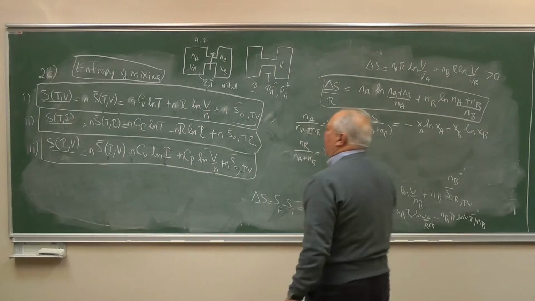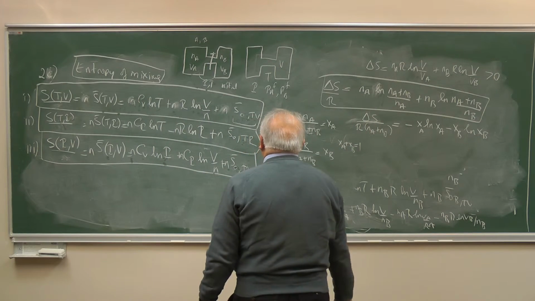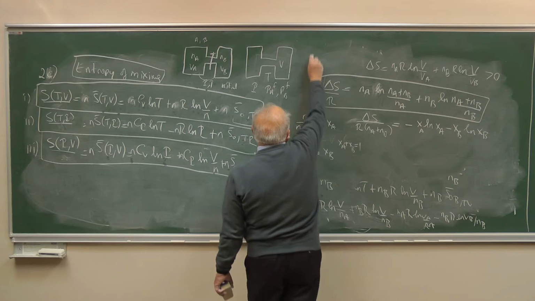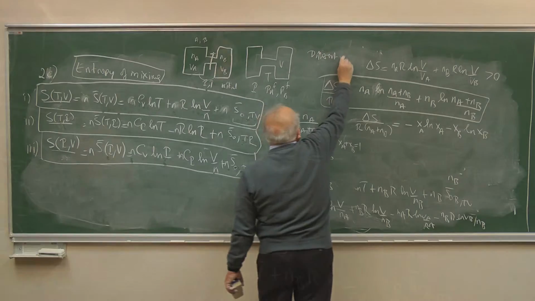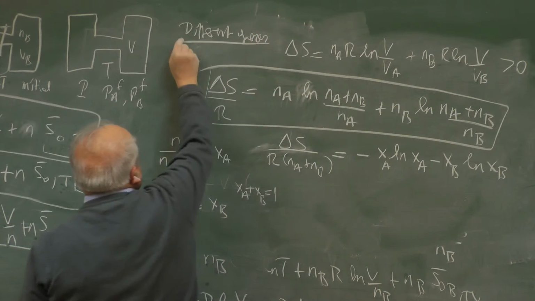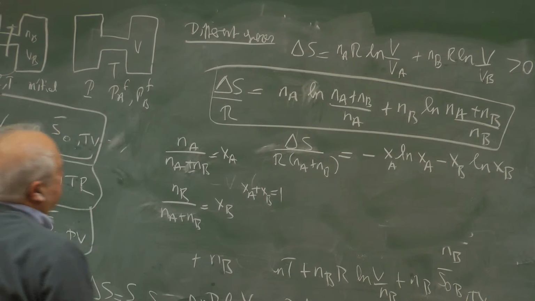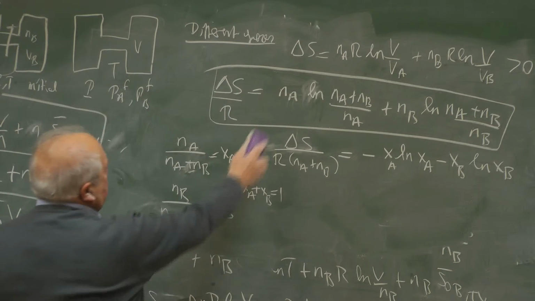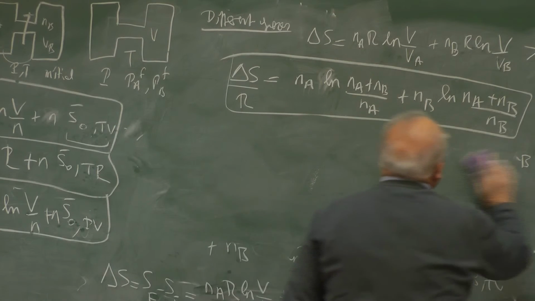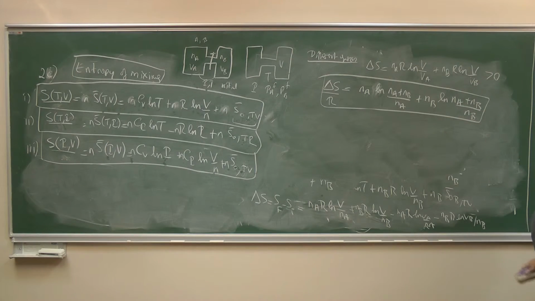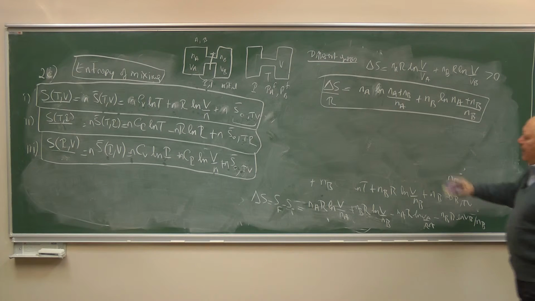But basically it is this. This is part A. We did different gases. Okay, let this one stay. I'm raising it. So if we mix these two gases, entropy increases.